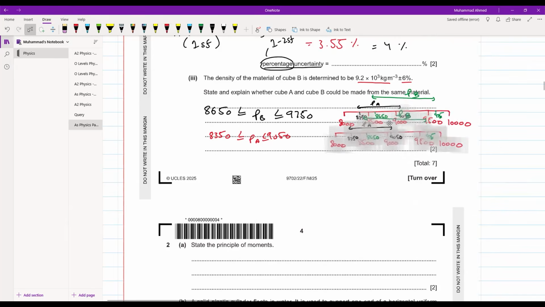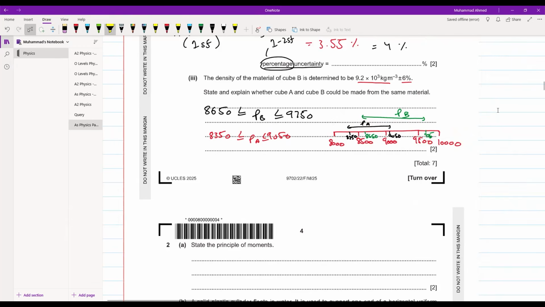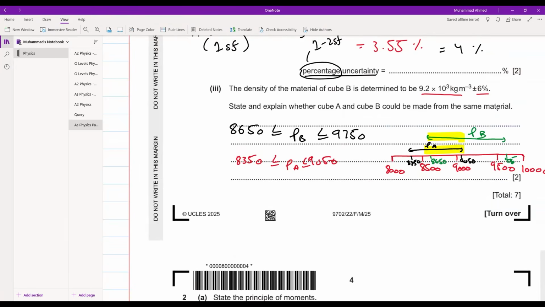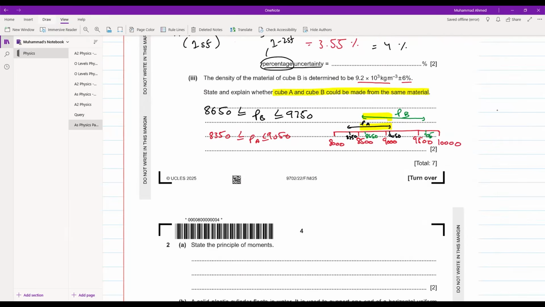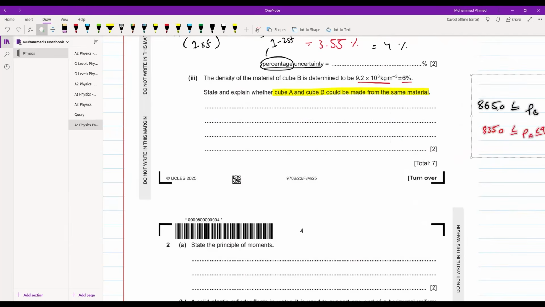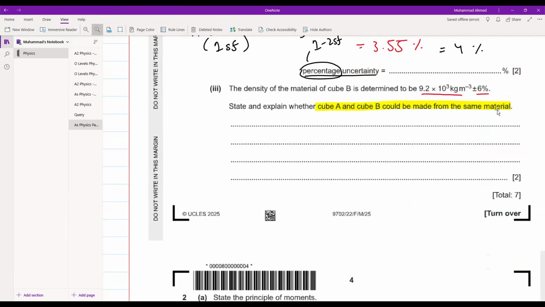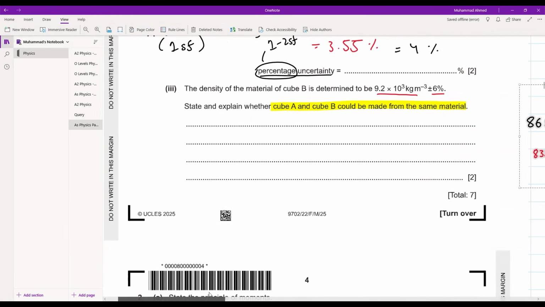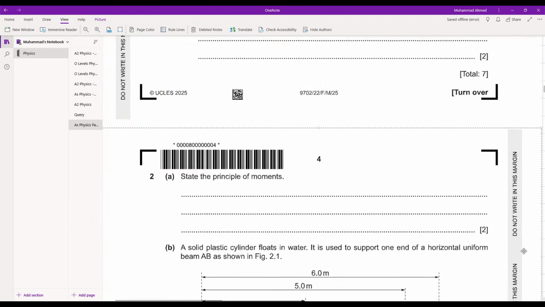Can you realize one very interesting factor? These densities are overlapping. Some values of density of A and B are similar. Hence, cube A and B could be made of the same material. Now, enough of the theory, enough of explaining. Let's write down the answer. You will say, the range of densities of A and B overlap. Oh, this was a unique question.